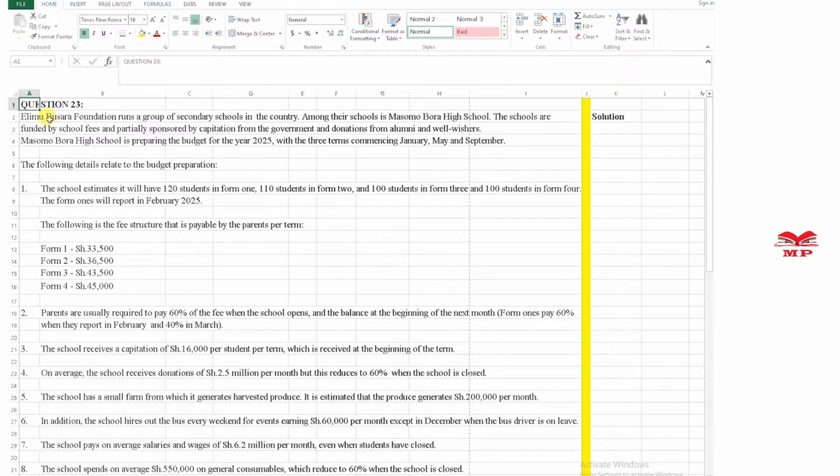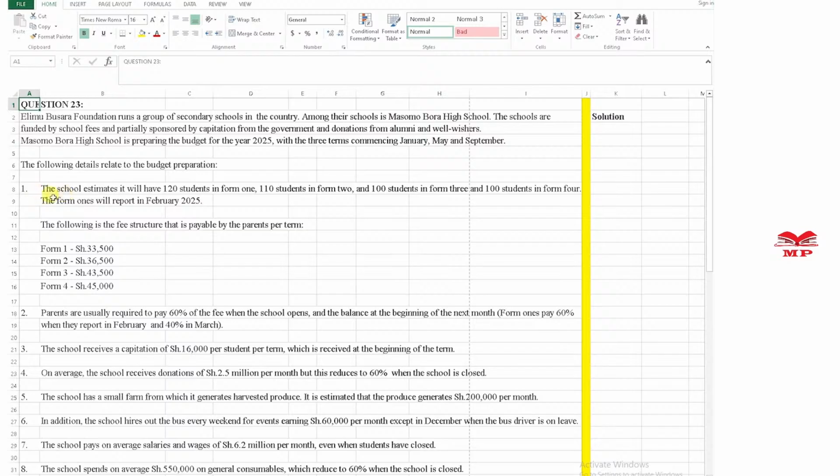Let's read together. Elimu Bazaar Foundation runs a group of secondary schools in the country. Among their schools is Masomo Bora High School. The schools are funded by school fees and partially sponsored by capitation from the government and donations from alumni and well-wishers. Masomo Bora High School is preparing the budget for the year 2025 with 3 terms commencing January, May, and September. The following details relate to the budget preparation.